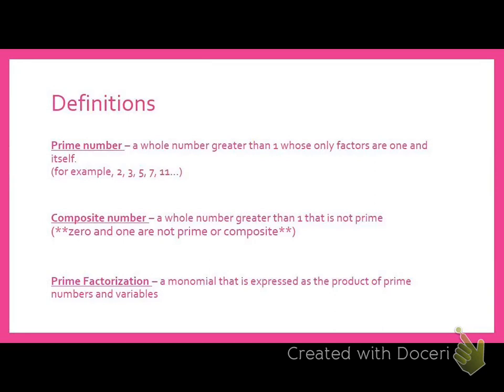A composite number is a whole number greater than 1 that is not prime. 0 and 1 are not prime or composite. So, like the number 4 can be multiplied by 1 and 4 and 2 and 2. So that makes it composite because it has more than 1 and itself. Finally, the prime factorization means that it's a monomial that is expressed as the product of prime numbers and variables. So we will talk about what that means in a second here.